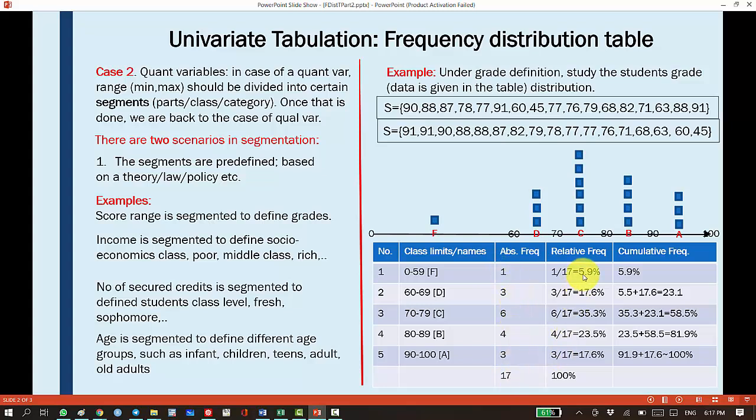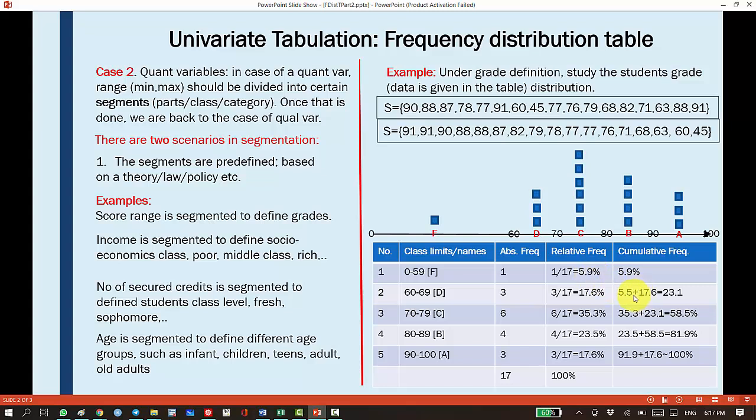Relative frequency is calculated by dividing the absolute frequency by total. And the percent is achieved by multiplying this fraction by 100. We have 5.9% F, 17.6% D, and so on. The cumulative frequency is the relative frequency of the class plus the relative frequencies of all classes coming before it. And since we do not have any class before class number 1, therefore the cumulative frequency of class 1 is the same as the relative frequency.